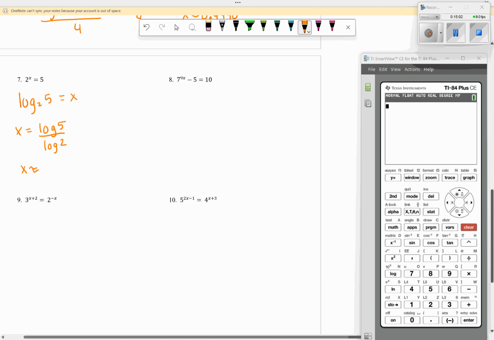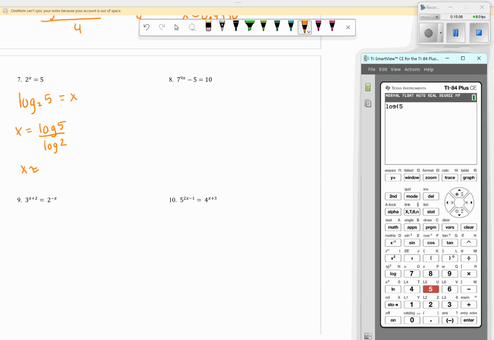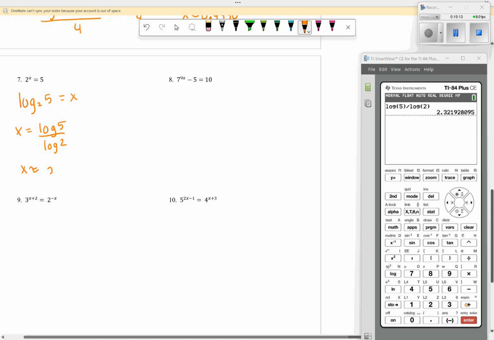And then x is about equal to, so in your calculator, the log of 5 divided by the log of 7, or you can use that math change of base button. So 2.3219.